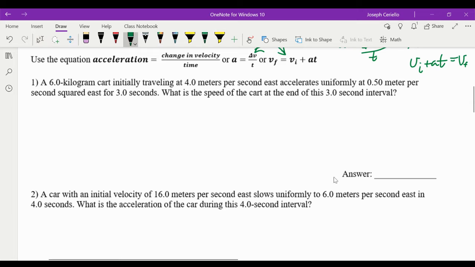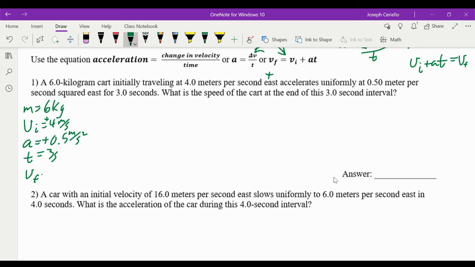So this question says a 6 kilogram cart, so let's write down our givens as we read them. The mass is 6 kilograms. Initially traveling at 4 meters per second east. So we'll say east is positive. So initially traveling, so that's V initial. 4 meters per second, positive, right? Because it's east. Accelerates uniformly at 0.5 meters per second squared. So that's A. And that acceleration is pointing east, so the acceleration is positive. 0.5 meters per second squared. If you want to put the positive right here by the 4, that's fine too. Let's see, for 3 seconds, so T is 3. What is the speed of the car at the end of the 3 seconds?